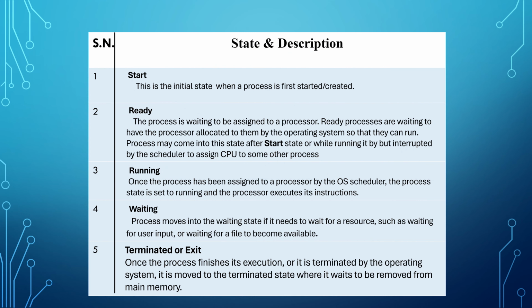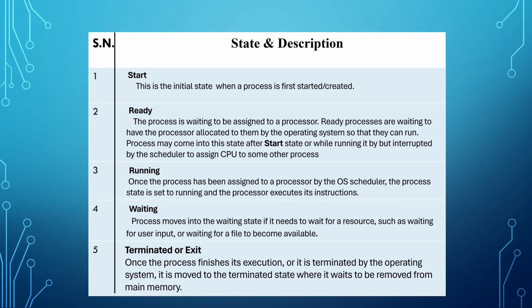First, the states and their descriptions. First state is start. This is the initial state when a process is first started or created. Second one, ready state. The process is waiting to be assigned to a processor. Ready processes are waiting to have the processor allocated to them by the operating system so that they can run. A process may come into this state after the start state, or while running, when it is interrupted by the scheduler to assign the CPU to some other process.